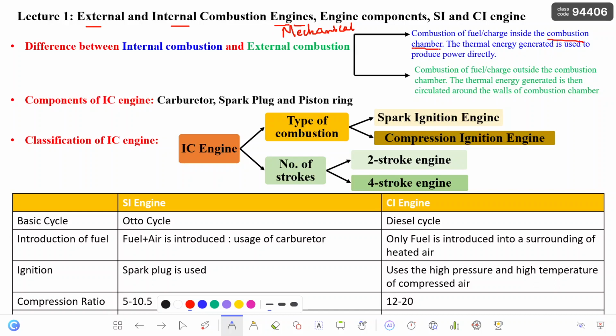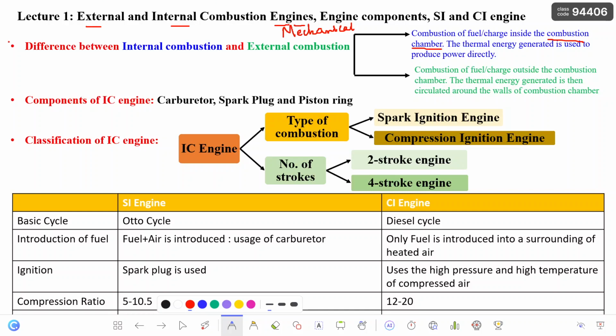You can find this in any steam turbine. In a steam power plant, we combust the coal, and that energy is transferred through steam, and that steam is used to run the turbine. So that is generally the external combustion engine.